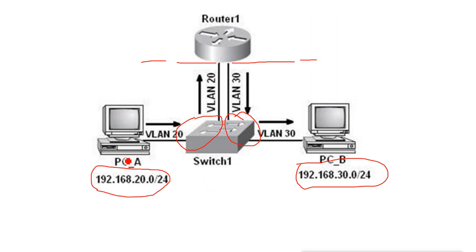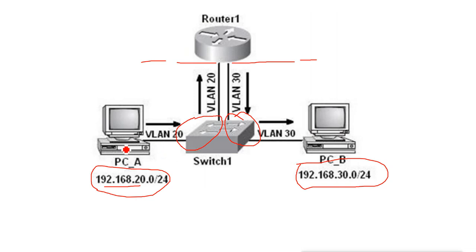Now when we send data, if we want to communicate within the VLAN, then we can communicate within this network. It will remain in the same network, it will not go to another VLAN or another network, because these are different VLANs and different networks. But suppose PC A wants to connect to PC B and send some data, then what happens?